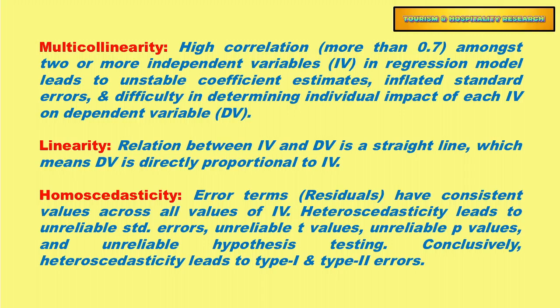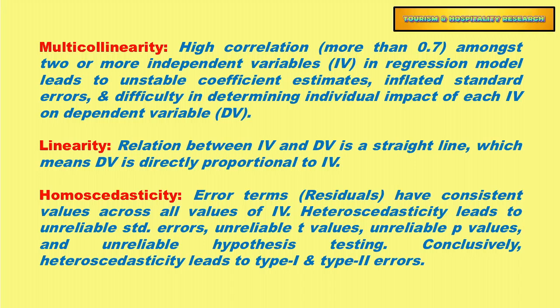Whereas heteroscedasticity leads to unreliable standard errors, unreliable t-values, unreliable p-values, and unreliable hypothesis testing. Conclusively, we can say that heteroscedasticity leads to type 1 and type 2 errors. I have previously discussed in my videos what type 1 and type 2 errors are. If you would like, you can go back to the playlist and check those out.